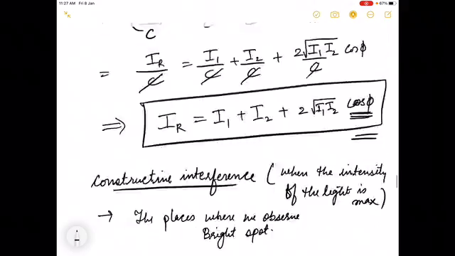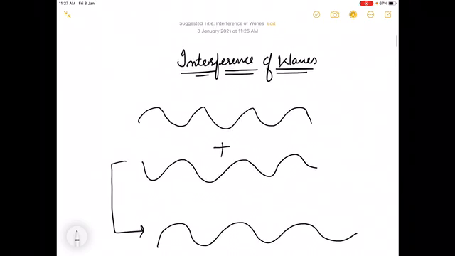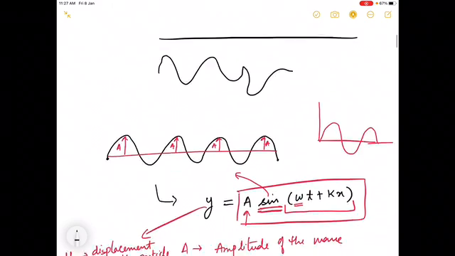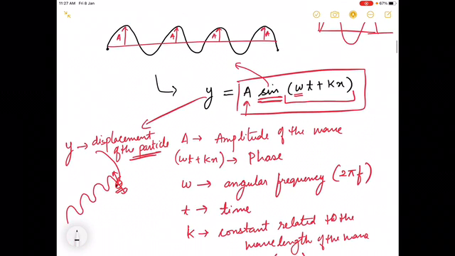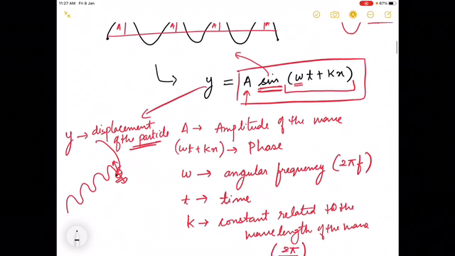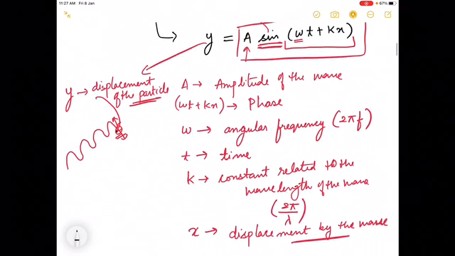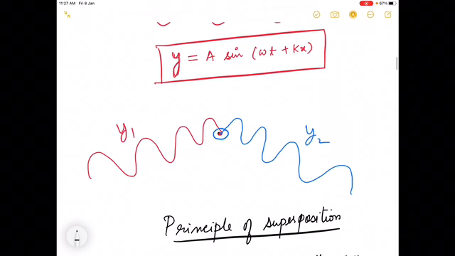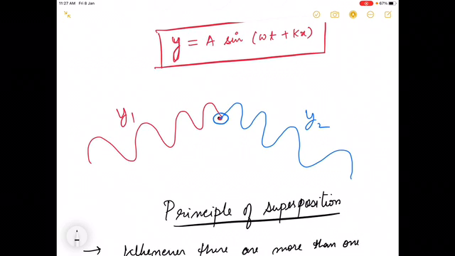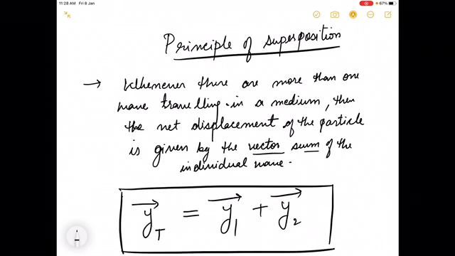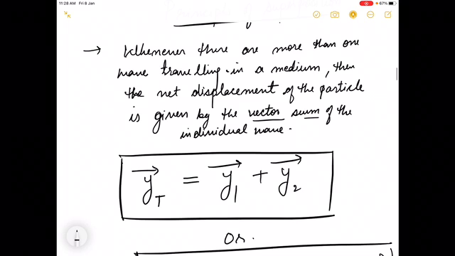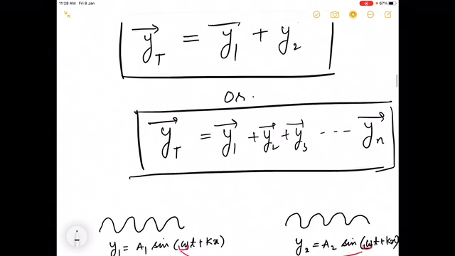So basically, what we did in this lecture, let's go from the start. We were talking about interference of waves, right? How the waves are going to add up whenever there are two waves coming. We talked about the mechanical wave, how you can represent a mechanical wave, that is y is equal to A sine(omega t plus kx), right? So we discussed the different terms used in a mechanical wave. Then we talked about a situation in which two waves arrive at a point. That particle will obviously behave as a new wave, but how do we predict the displacement of that new wave? That we do by the principle of superposition. According to that principle, whenever two or more waves are traveling in the medium, the net displacement of the particle is given by the vector sum of the individual waves.